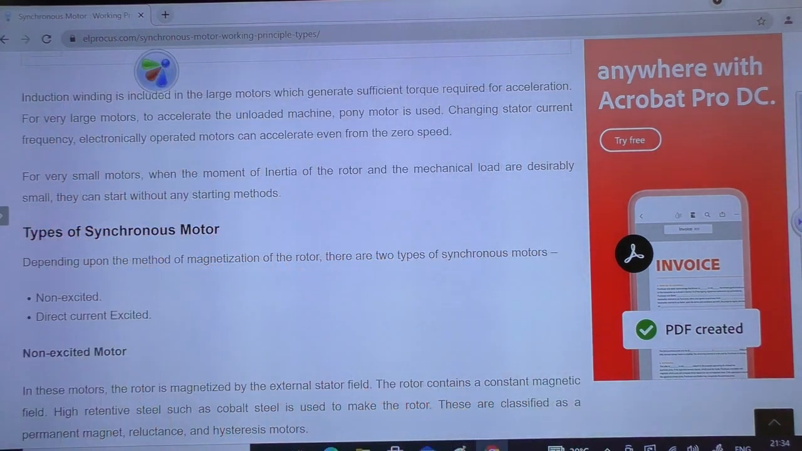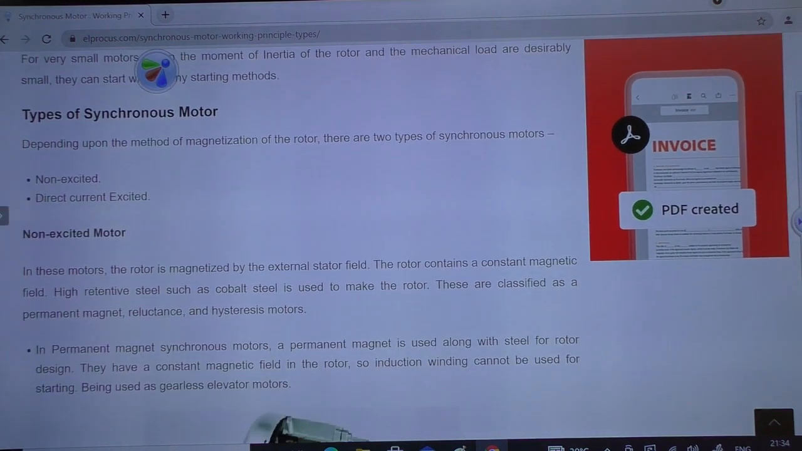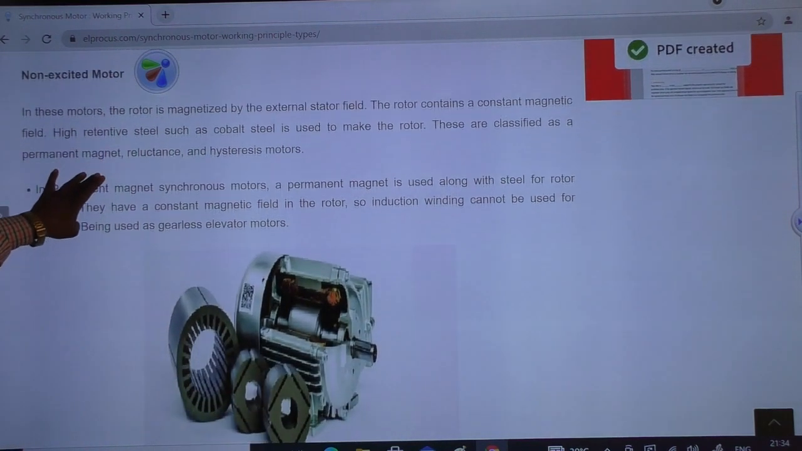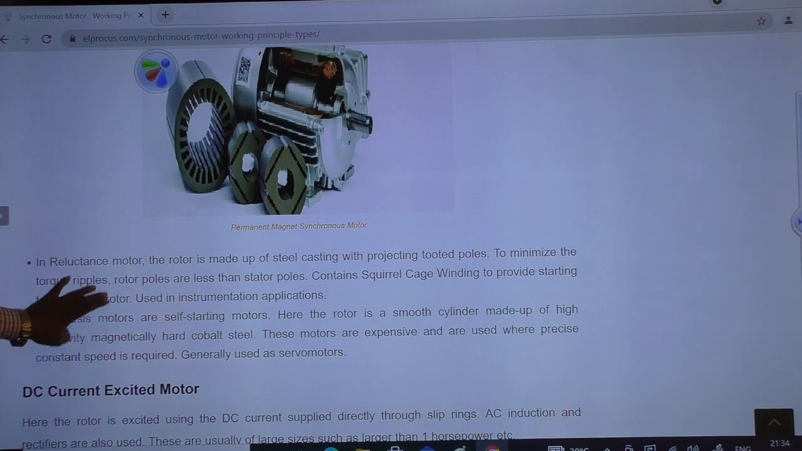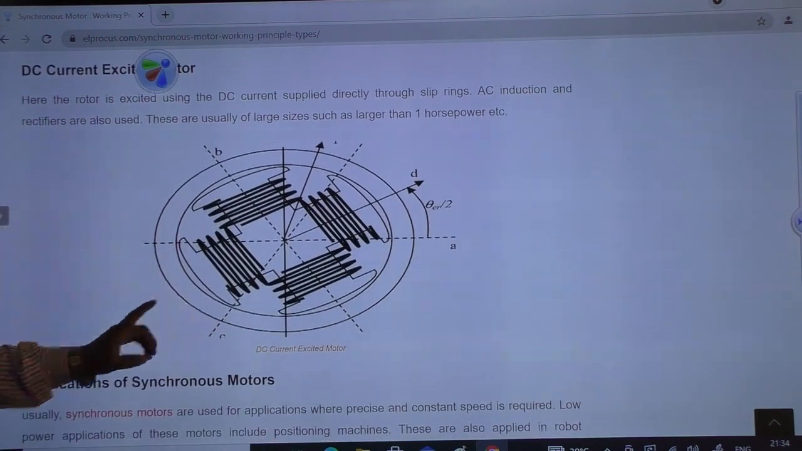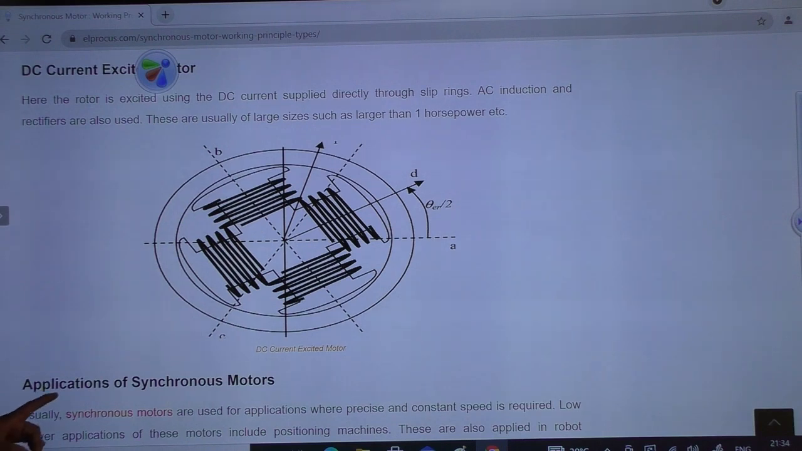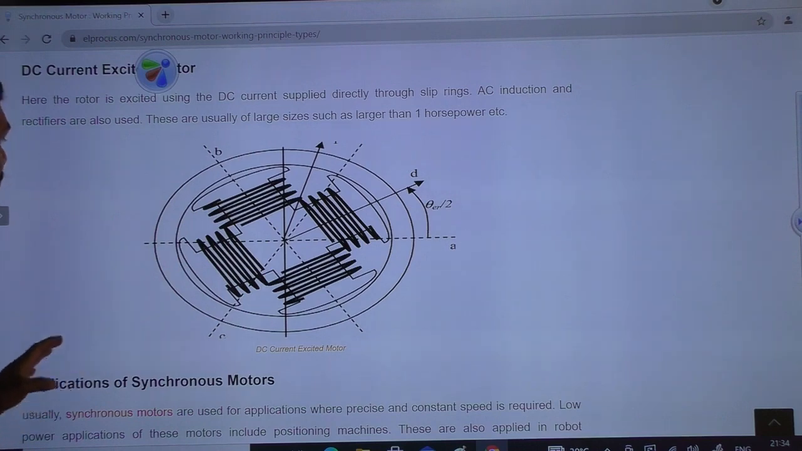Now the types of synchronous motor, we will just understand what are the different types available. They are non-excited and direct current excited types. You can see the diagrams of a permanent magnet synchronous motor. Here is an example of a DC current excited motor, which we are observing on your screen now.